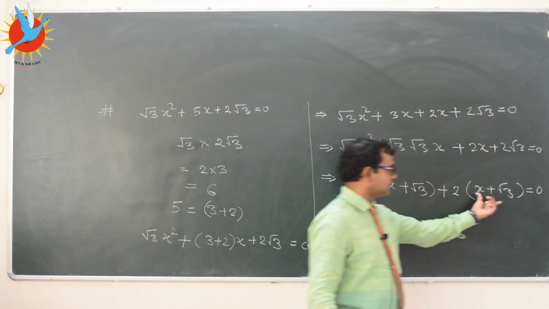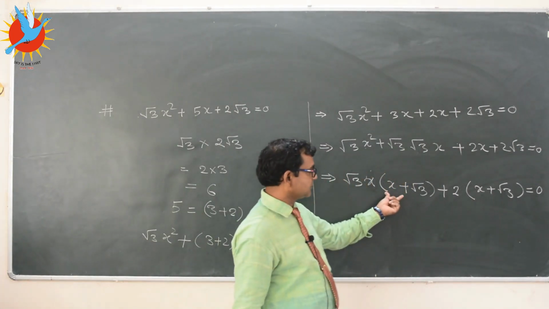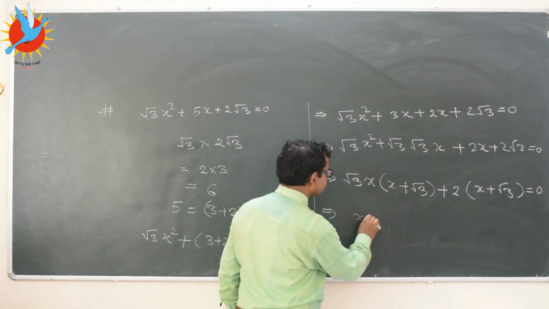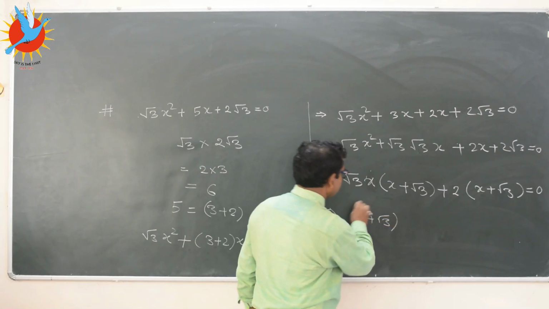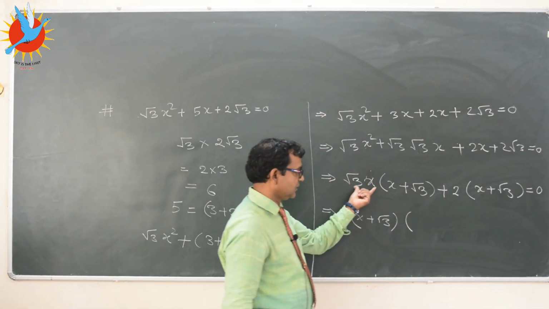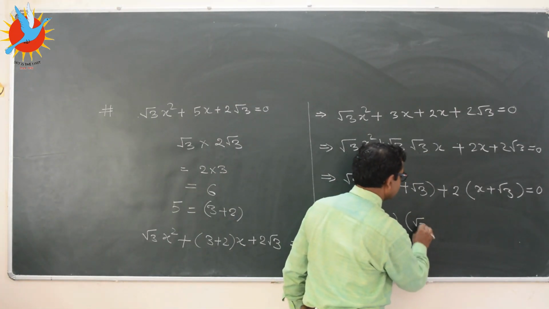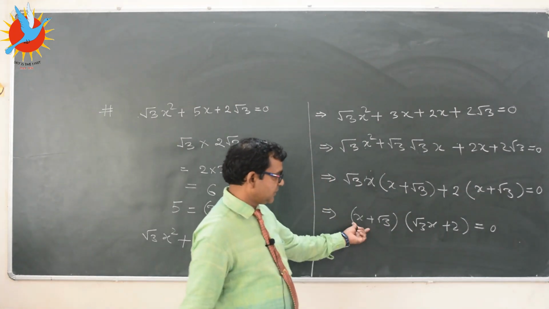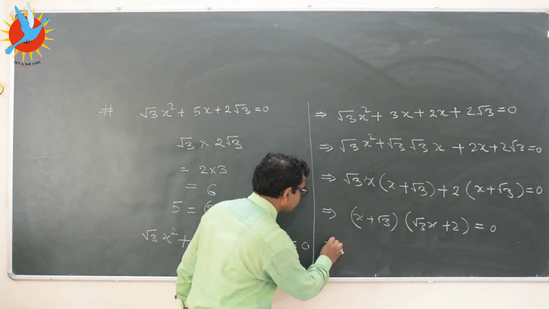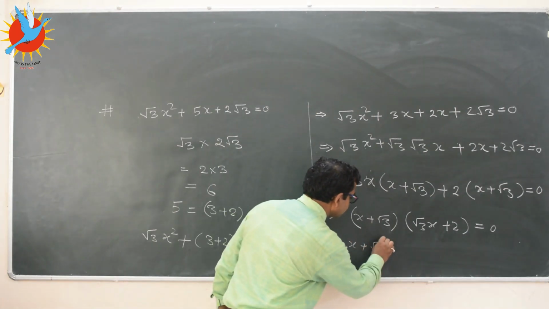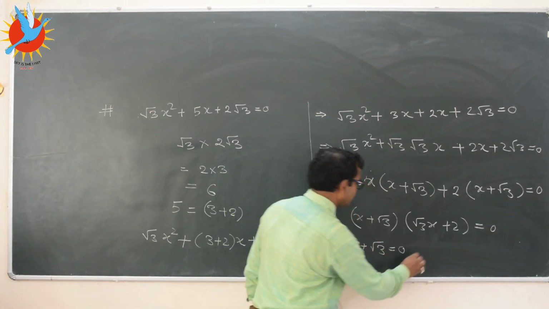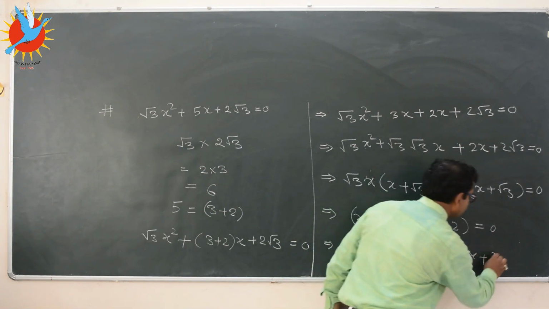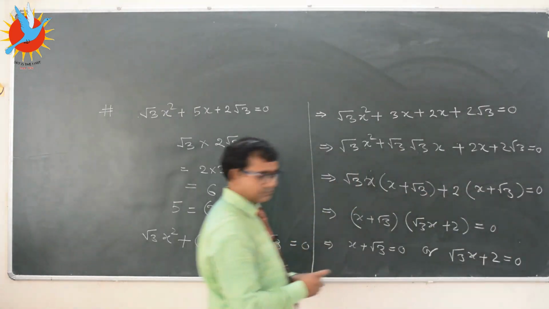Now in these two terms, x plus root 3, x plus root 3, these are common, so take this common, we have x plus root 3 and we are left here with root 3 x plus 2, equal to 0. Now either this will be 0 or this will be 0, therefore it can be written as x plus root 3 equal to 0 or root 3 x plus 2 equal to 0.